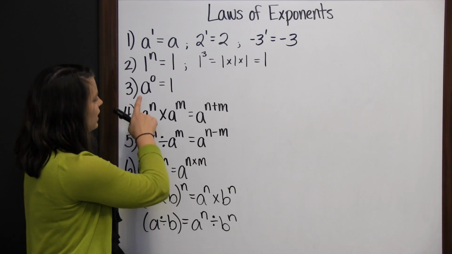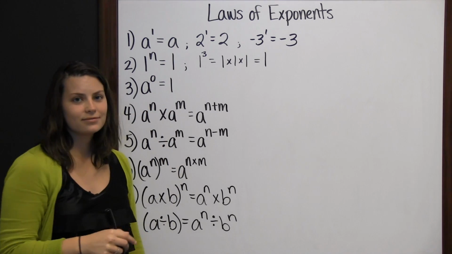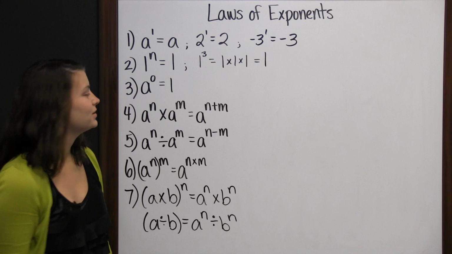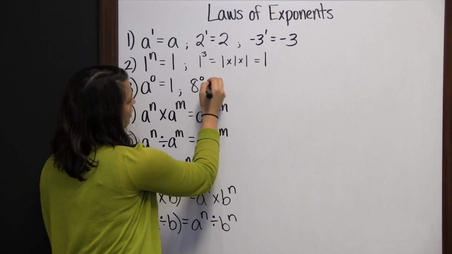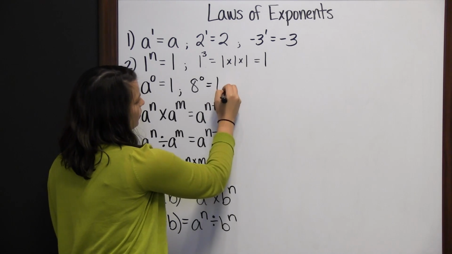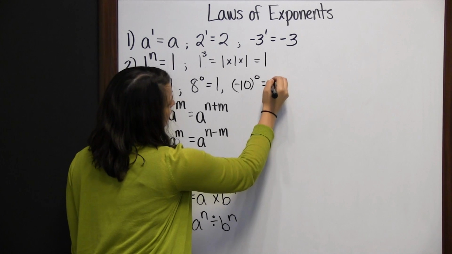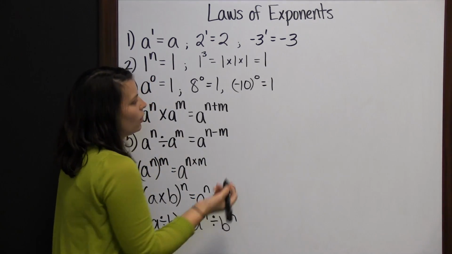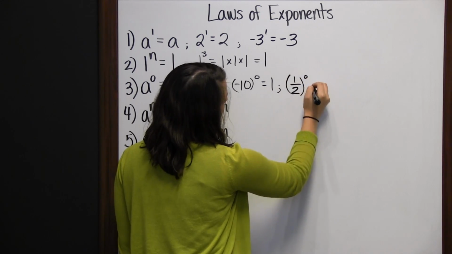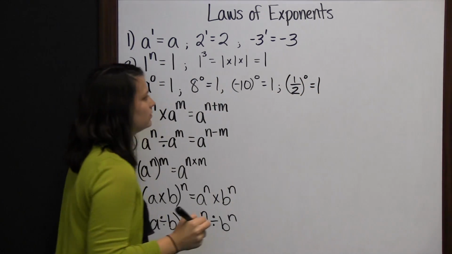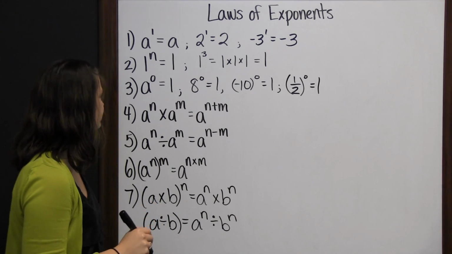The third law says that any number raised to the 0 power is 1. This is one of my personal favorites. I think it's pretty cool. Like 8 raised to the 0 power. It's just 1. Or -10 raised to the 0 power. Again, just 1. Or even say like a half raised to the 0 power. Still 1. Any number raised to the 0 power is always 1.